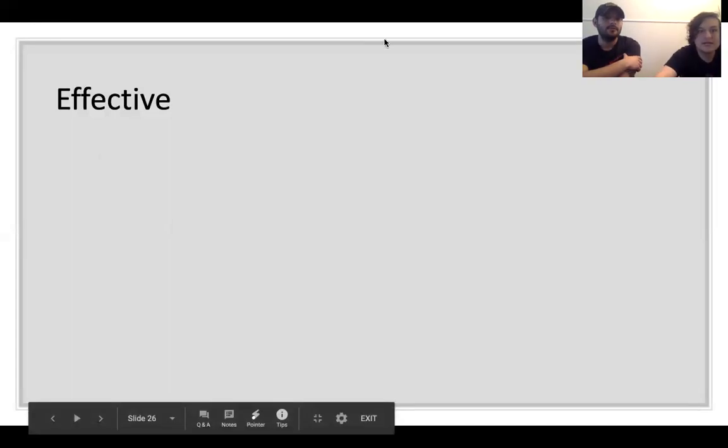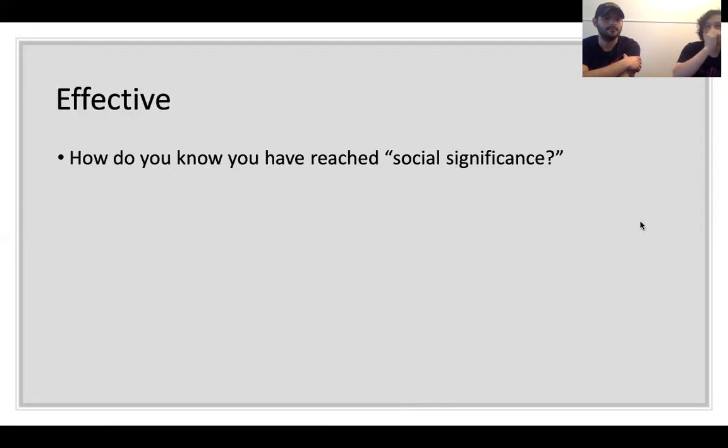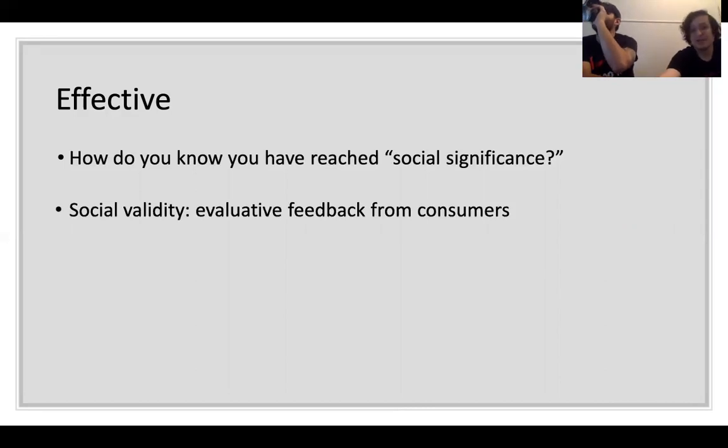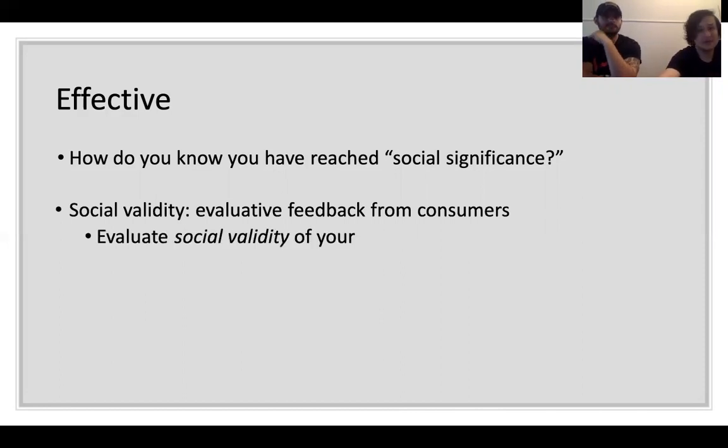So next, we're going to go through some examples, okay? Actually, no, we're going to talk a little bit more. So how do you know that you've reached this meaningful change, right? Or social significance? Well, one way is you can just ask people, right? So some form of feedback given by the consumers, right? Are they happy with the results? Is it changing their lives in a meaningful way, right? So you can evaluate the social validity of your goals, right?